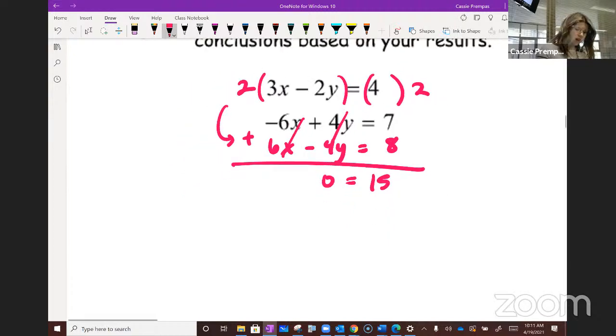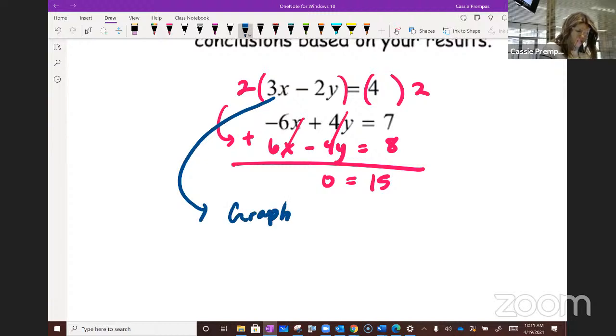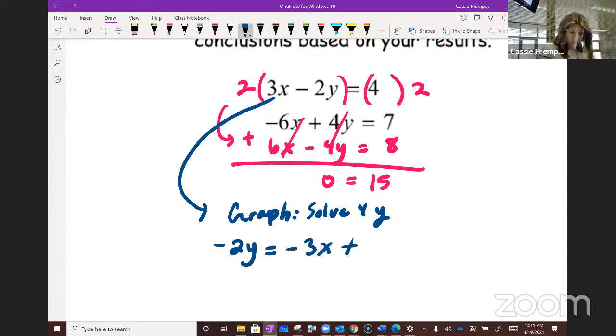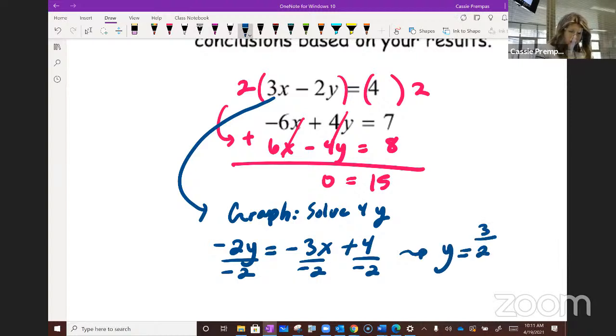So if I graph this, I'm going to take this equation and I'm going to graph it. So which variable do I need to solve for? Good, solve for y. And that gives me negative 2y equals negative 3x plus 4. Divide both sides by negative 2. And I would get y is equal to 3/2 x minus 2.